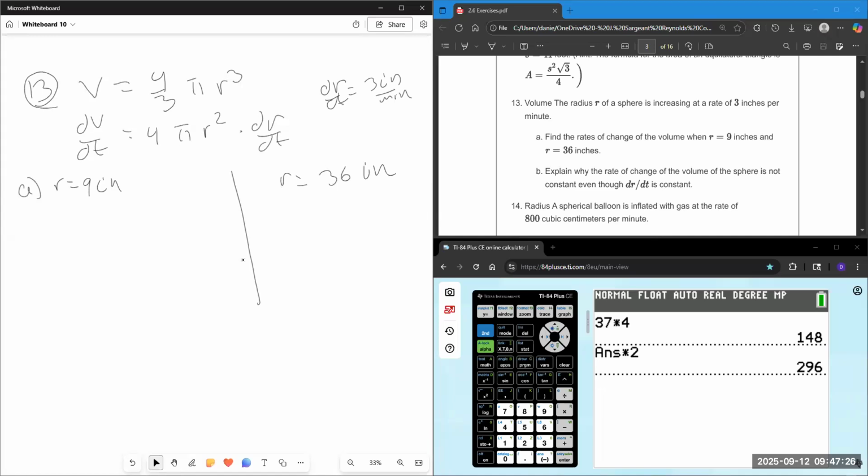And I don't like when they do multi-part questions and then they ask you multiple parts in each little part. I think that's hard to notate. But anyways, this is going to be dV/dt is 4 pi 9 centimeters squared times 3. Why did I say centimeters? 9 inches squared, 3 inches per minute, like that.